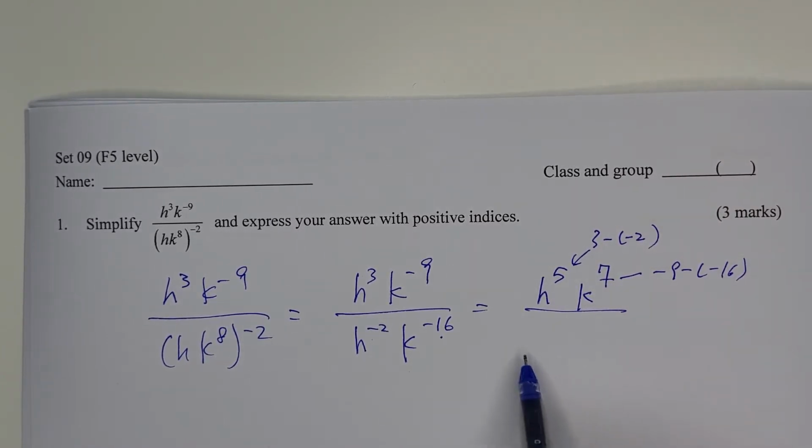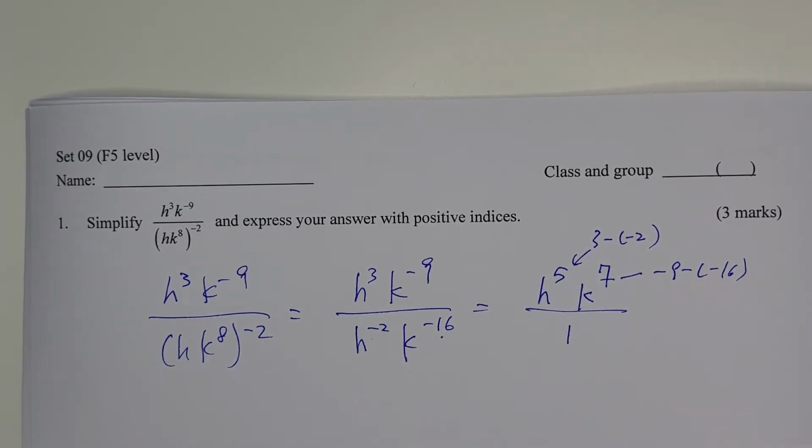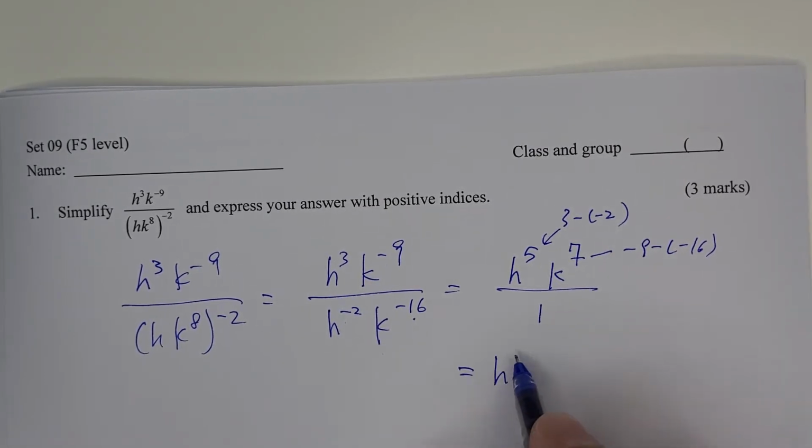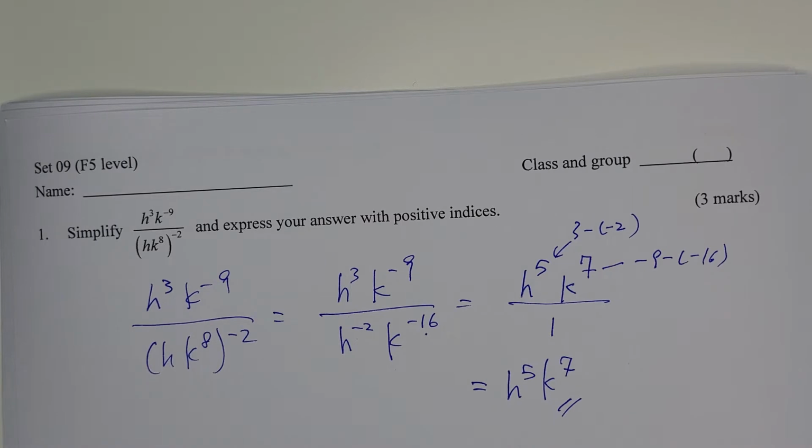So since nothing's left in the denominator, we will have 1 here. Okay, so for the final answer, we will not need to write this 1 in the denominator. We just write down h to the power 5, k to the power 7. And this is your final answer. And that's the end of question number 1. And go to question number 2.